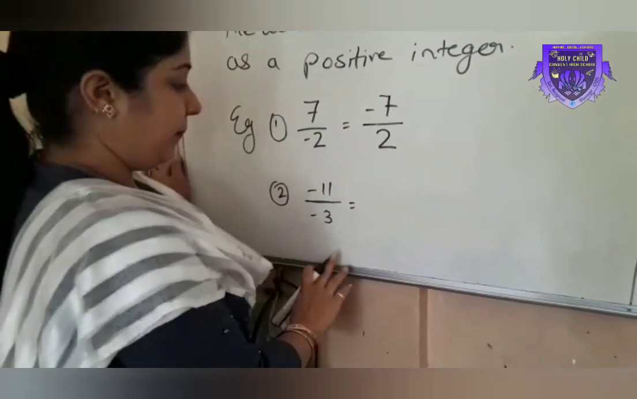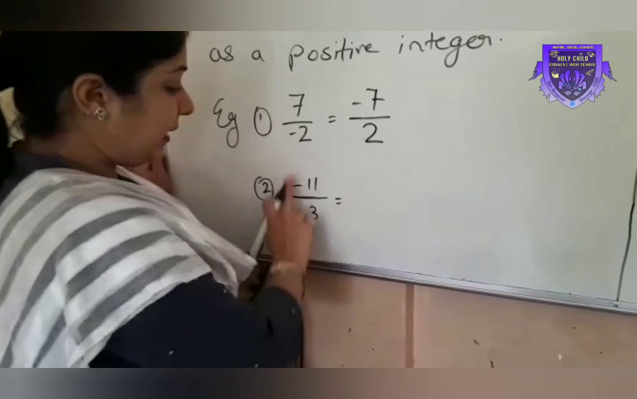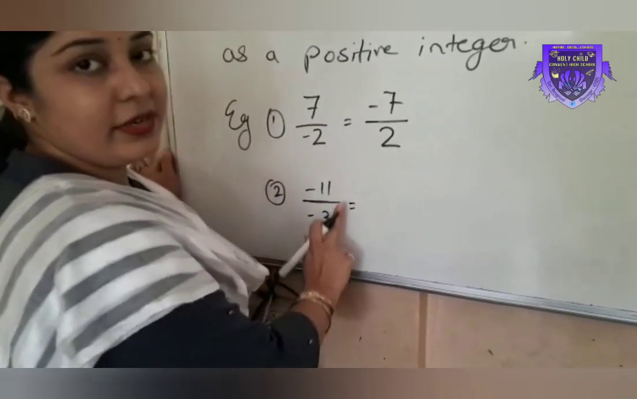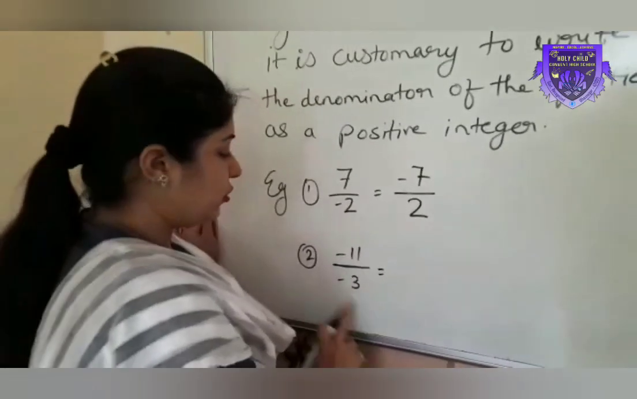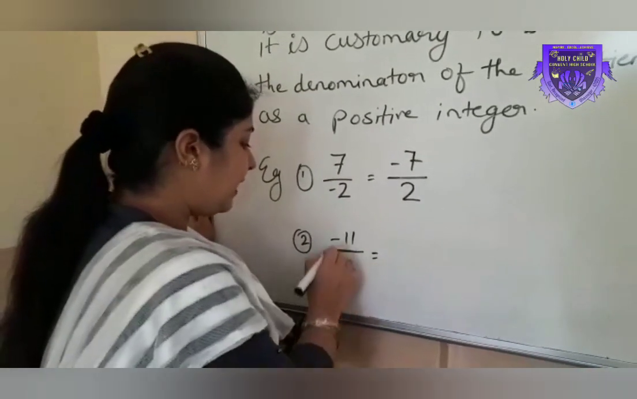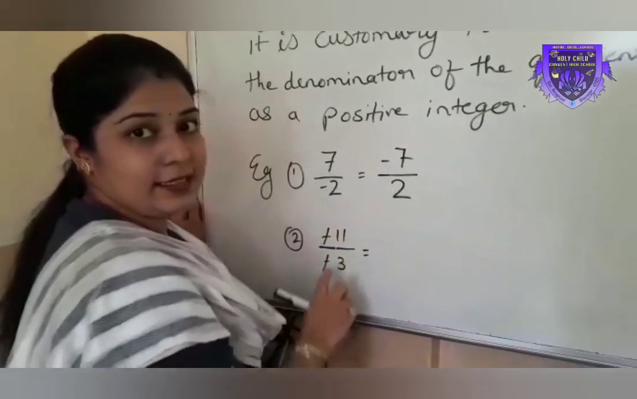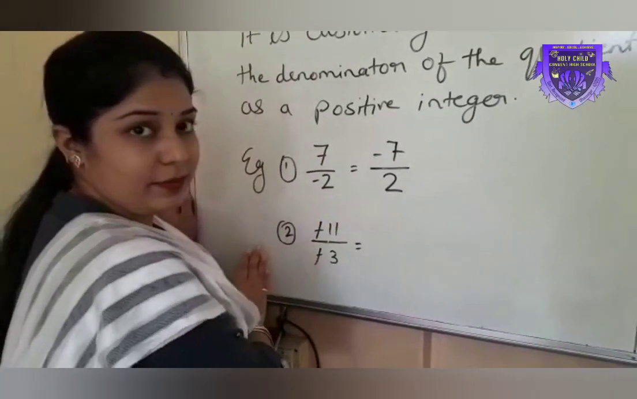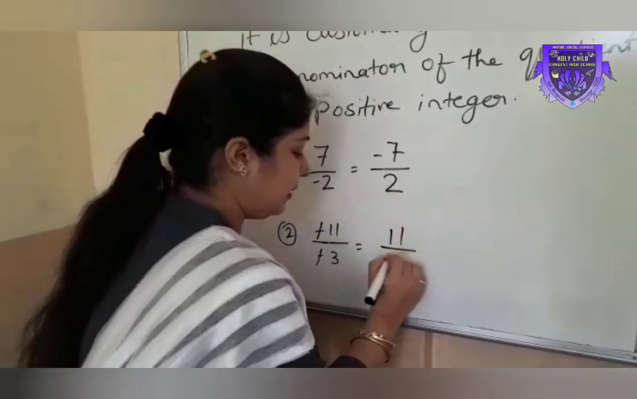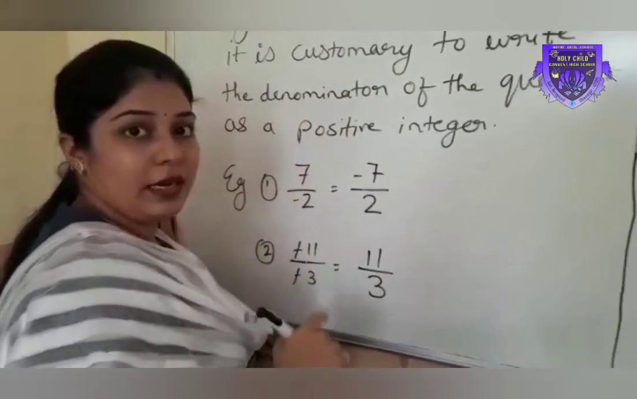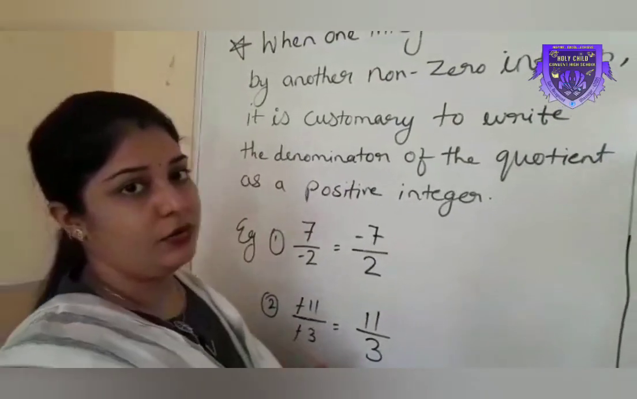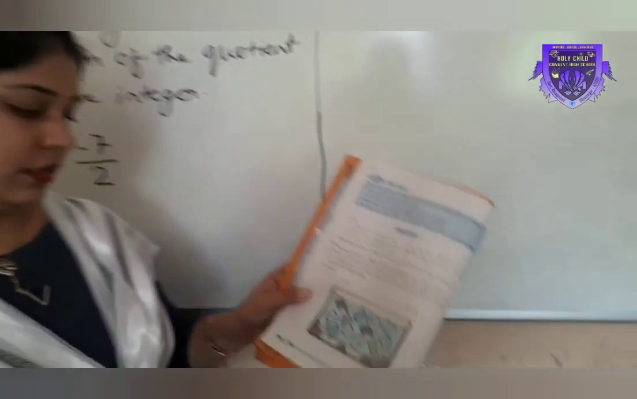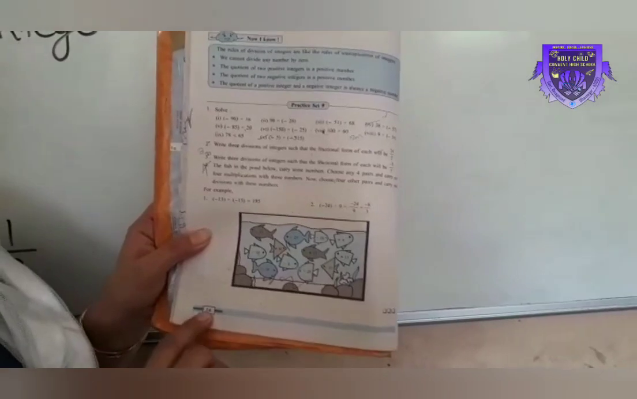Here, second example: when we get the question like this, minus 11 upon minus 3, automatically the negative signs will get cancelled. Negative and negative both will be cancelled. We will get the answer 11 upon 3. Understood this rule? Now we are starting with the rules, that is on page number 14 of your textbook.